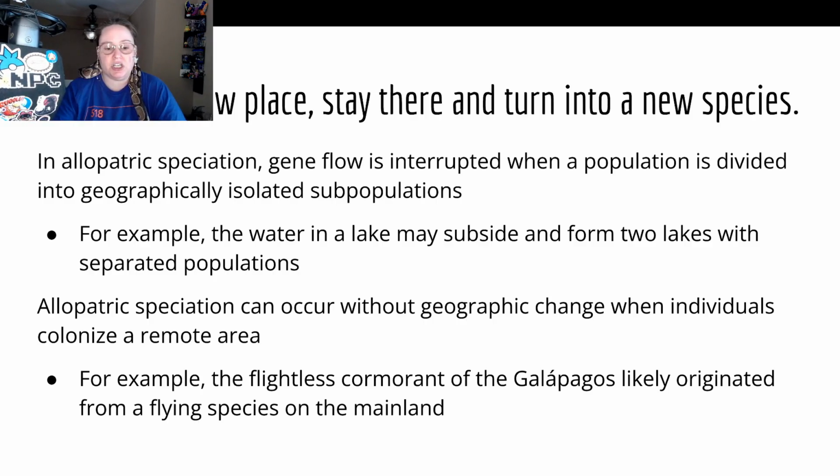Allopatric speciation can occur without geographic change, when individuals colonize a remote area. For example, the flightless cormorant of the Galapagos likely originated from a flying species from the mainland, but then they sat down and said, you know what, I like it here, so who needs to fly? I don't blame it.